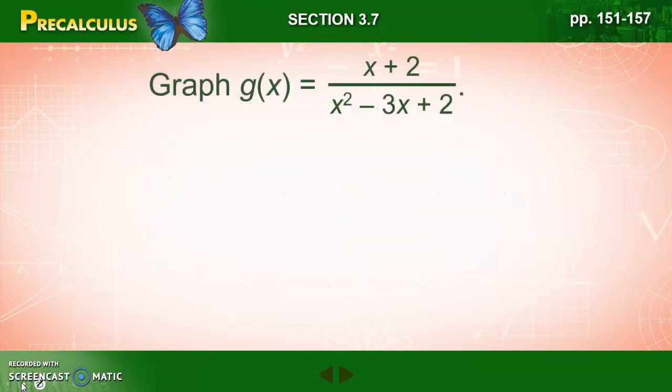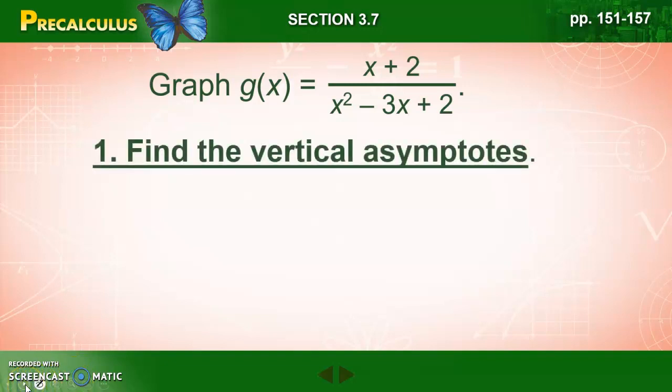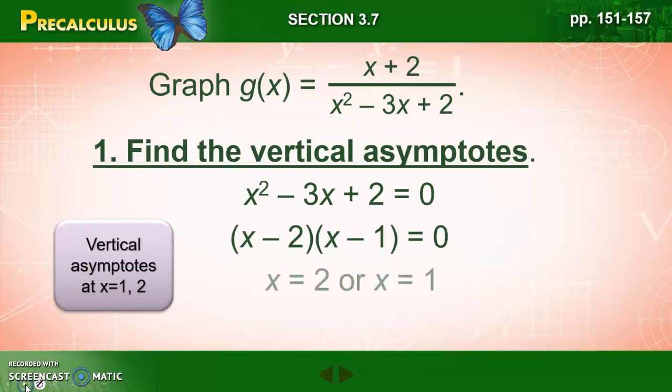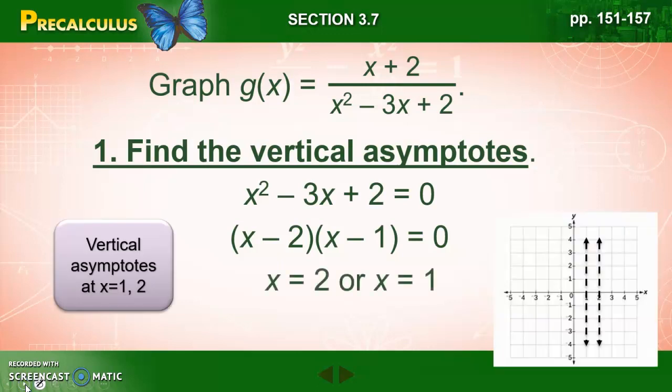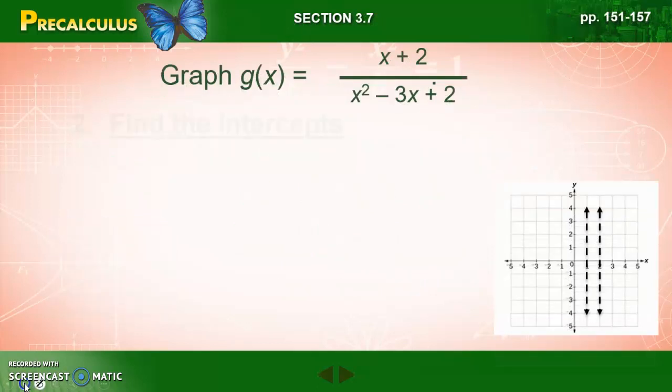So let's try to graph this rational function: x plus 2 over x squared minus 3x plus 2. We know that this is a proper rational function because the degree of the numerator is less than the degree of the denominator. Let's go ahead and find the vertical asymptotes by setting our denominator equal to 0. We're then going to factor, and we find out that x equals 2 or x equals 1. Those are the two places that would give us an undefined function, so those two are vertical asymptotes.